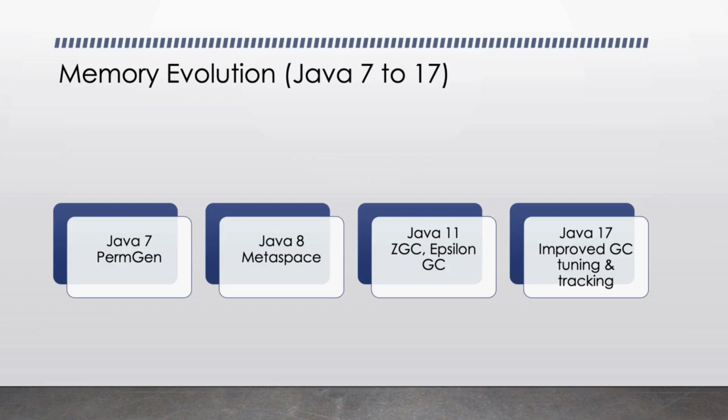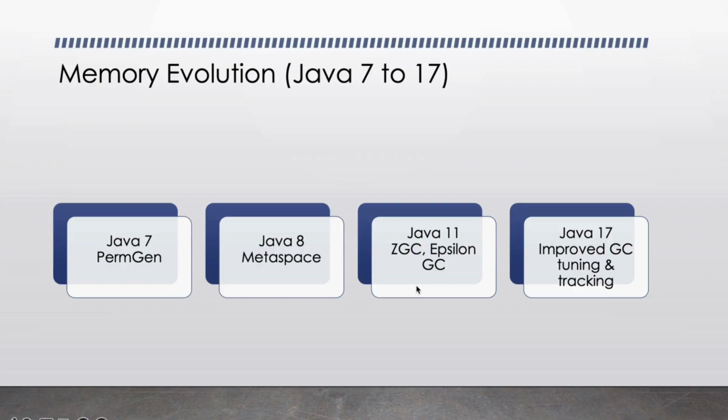Now Java 11 introduced better garbage collectors like ZGC and Epsilon, which are more scalable, and ZGC is a low latency garbage collector. Its goal is to handle very large heap sizes while keeping the pause time very small, typically under 10 milliseconds. So this is a very fast garbage collector type.